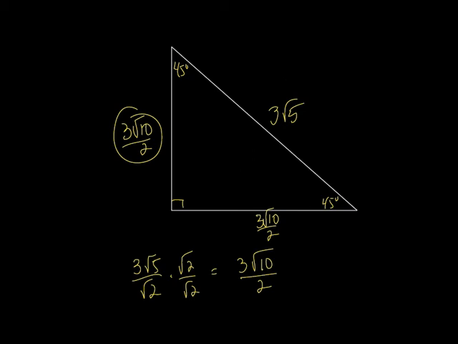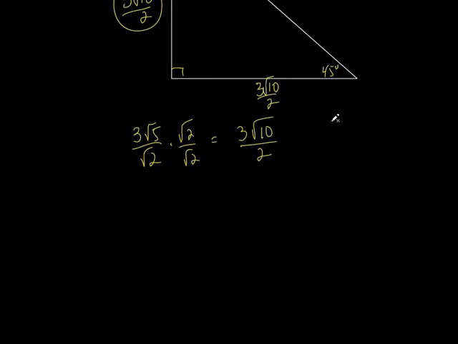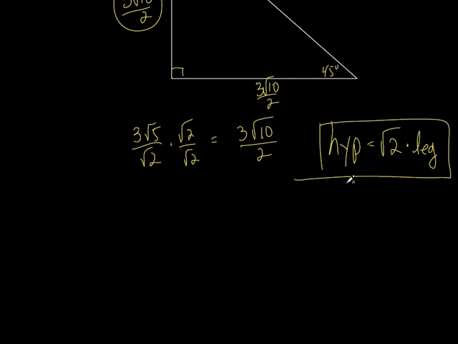Are we ready to move on from a 45, 45, 90? So again, what was the relationship? The hypotenuse was what? The square root of 2 times what? L, one of the legs. Now, I didn't specify which leg because what's true about the 2 legs? They're both equal to each other.